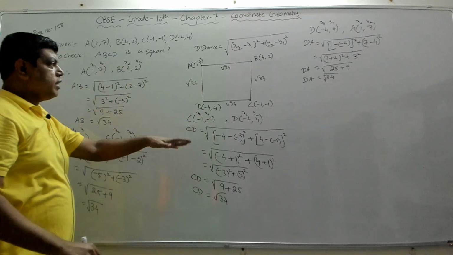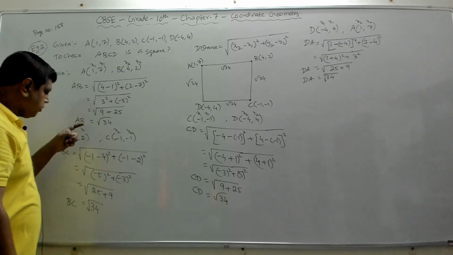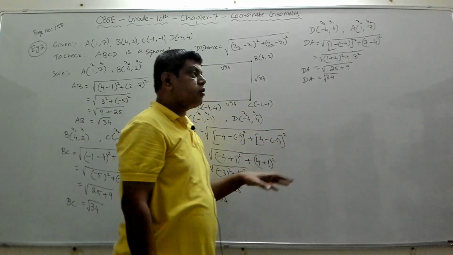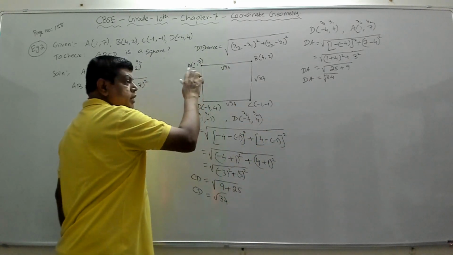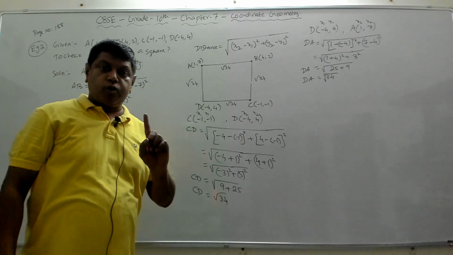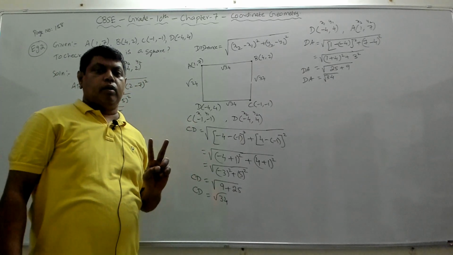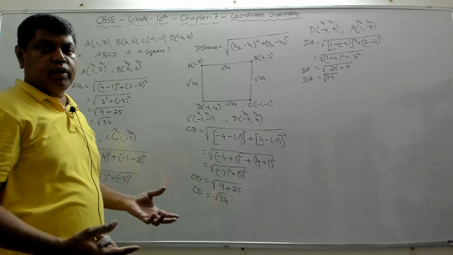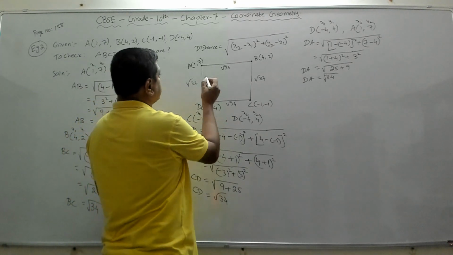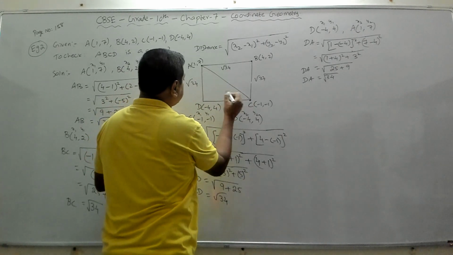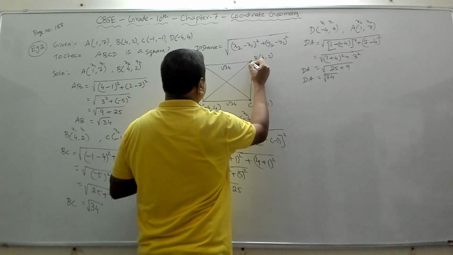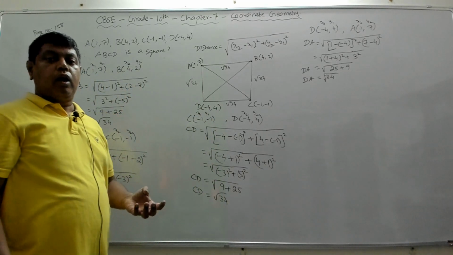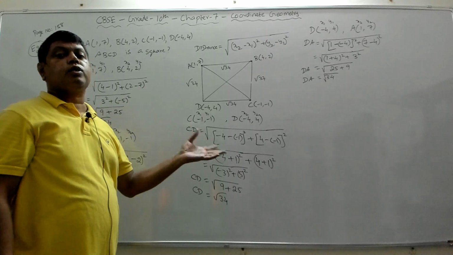Now all the four sides are equal. AB is also root 34, BC is also square root of 34, CD is also square root of 34, DA is also square root of 34. So when all the four sides are equal, then it is either a square or a rhombus. But we must prove that it is a square. So then what we can do, we can find the length of the diagonals. Let's find this length, AC and BD. If AC equal to BD, if the length of the diagonals are equal, and the four sides are equal, then it becomes a square.